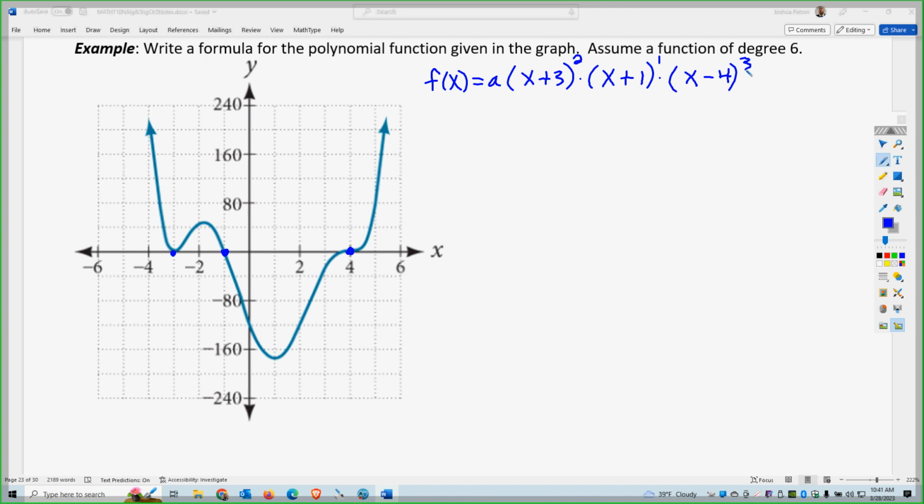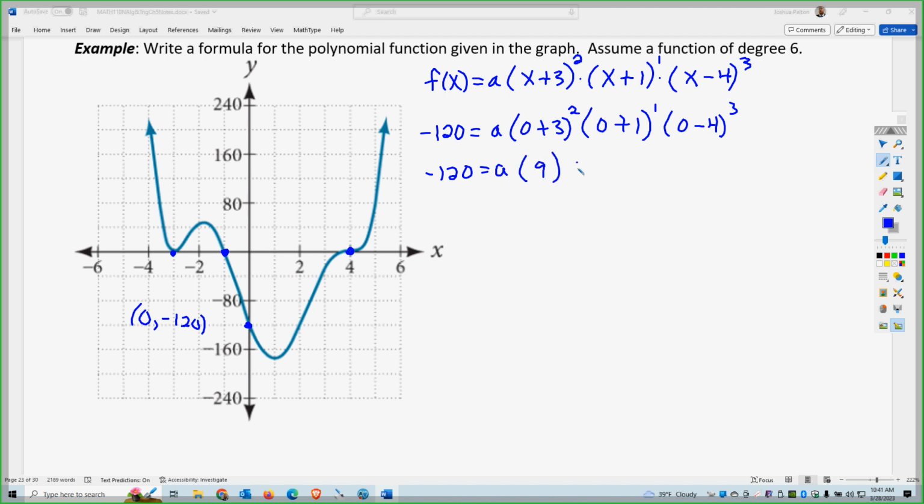So I need one other point because there's an infinite number of graphs that go through these coordinates. I can pick any point I want on the graph, but the y-intercept is the easiest one. So why not pick the easiest one, right? So that coordinate is (0, -120), right? Because it goes by 40 if you count there, or 80 if you go every other. Okay, so I'm going to plug that in. So -120 is my y value, a times 0 plus 3 squared, 0 plus 1 to the 1, and 0 minus 4 to the third. So that gives me -120 equals a times 9 times 1 times the third power, which is -64, right?